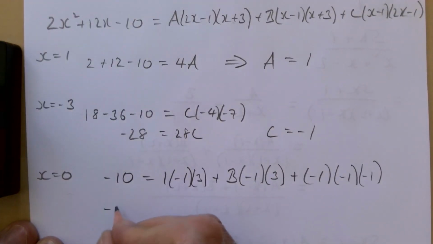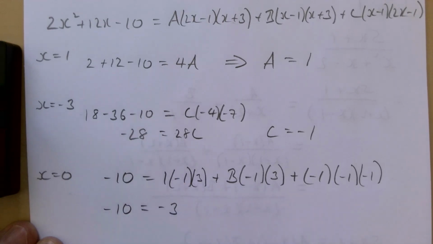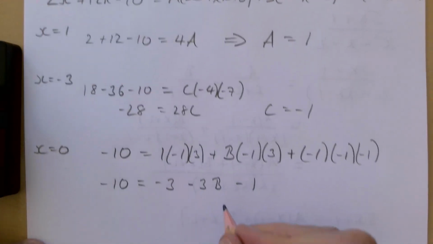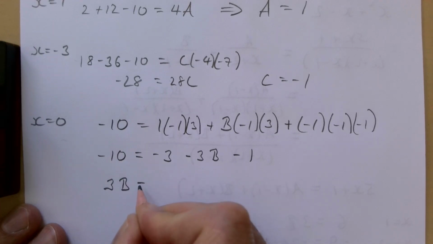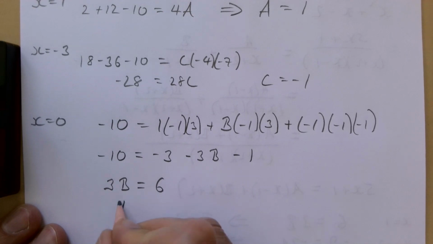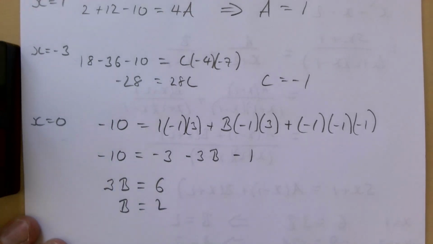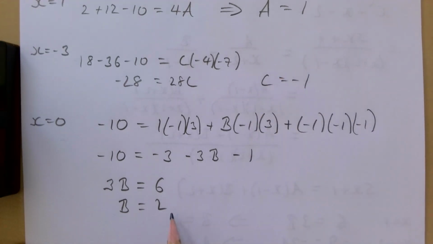So I have then minus 10 equals minus 3, minus 3b, minus 1. You still see this okay? That gives me 3b equals, that's minus 4, taking this over, then it's going to give me plus 6, and I'm going to get a value of b equals 2. That seems promising, as if I've got it right. So we're almost there. We've worked out that a is 1, c is minus 1, and b is 2.